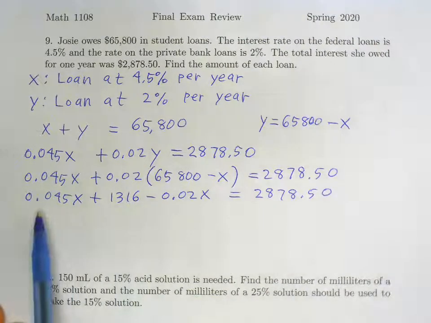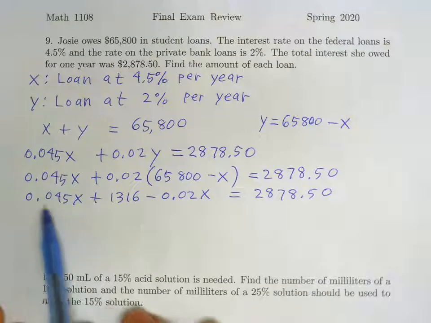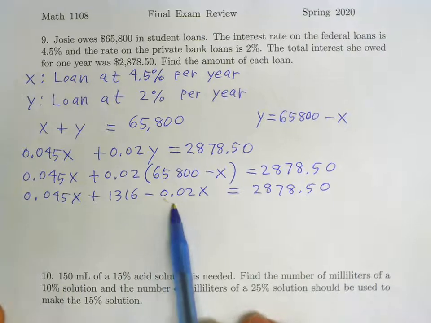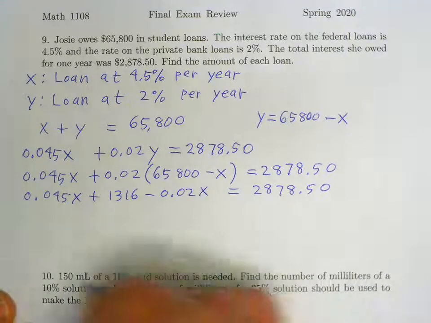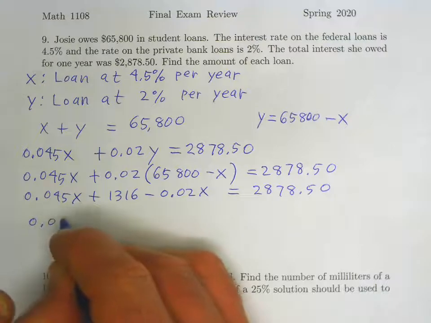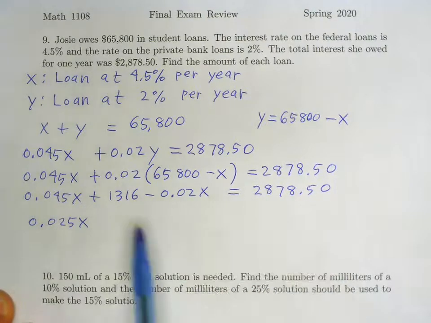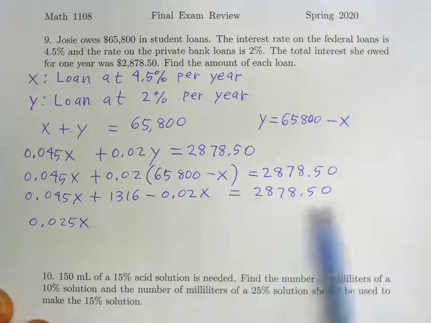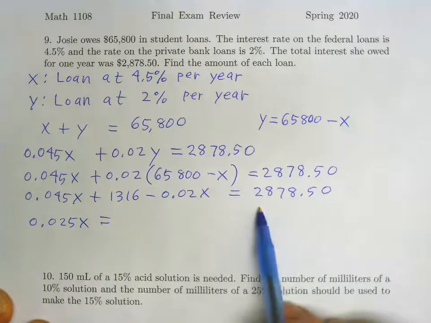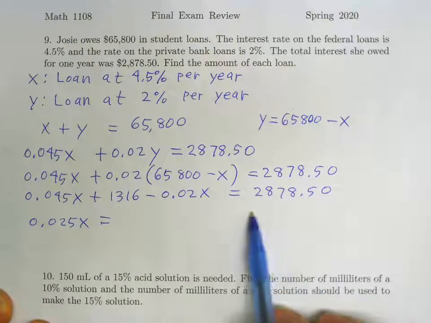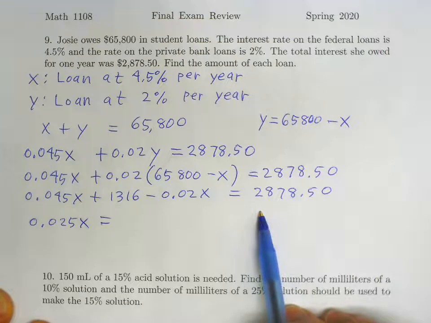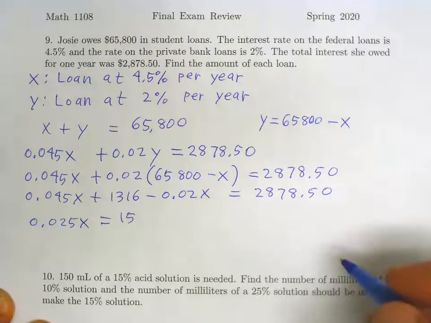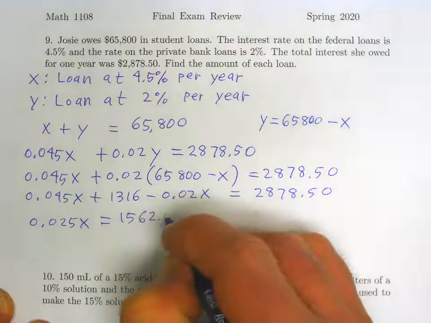Okay, so in the next step, I'll do two things. I'll combine the like terms, 0.045x minus 0.02x. That's just going to be positive 0.025x. And I'm also going to subtract 1,316 from both sides. And when I subtract 1,316, I'm going to be left with 1,562.50.